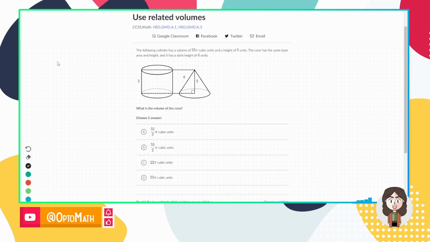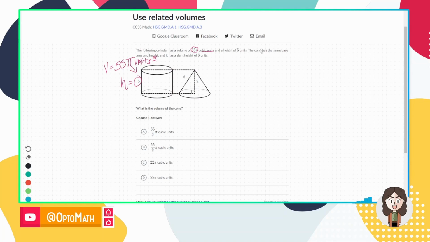The next assignment we are going to look at today is use related volumes. This one's really interesting, lots of different interesting types of problems here. So let's dive into this first one. It says, the following cylinder has a volume of 55 pi cubic units. So cylinder, let's go ahead and write that in our picture. Volume is 55 pi units cubed or cubic units. A little bit of difficulty there with my N and my 3. There we go. And a height of 5 units, which we can see. Let's go ahead and put equals H.